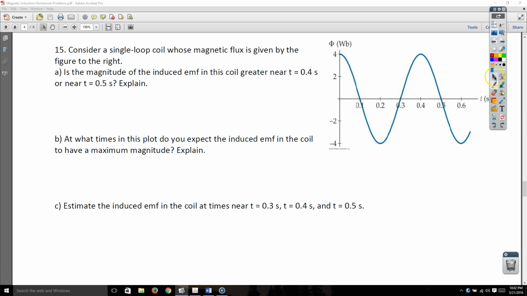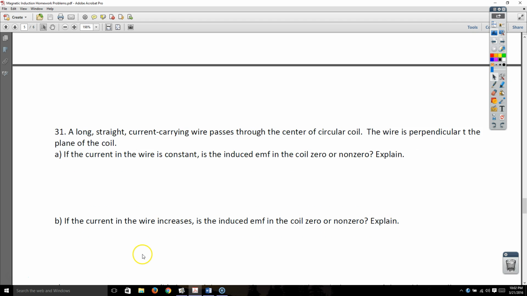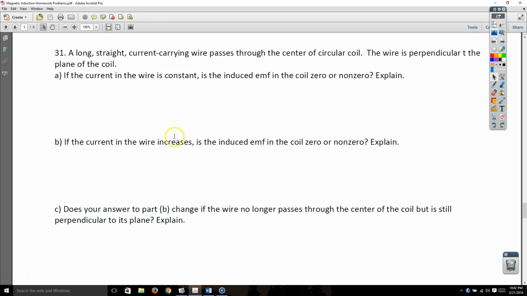For the next problem that we have, it's number 31. So it says if we have a long straight current carrying wire that passes through the center of a circular coil. The wire is perpendicular to the plane of the coil. If the current in the wire is constant, is the induced EMF in the coil 0 or non-zero here? And so it would be 0.